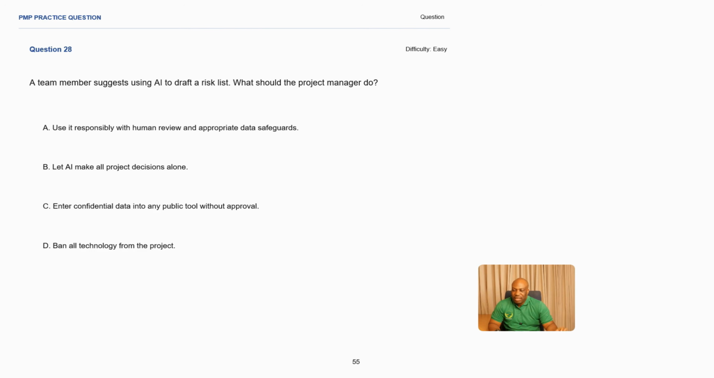Practice question number 28. A team member suggests using AI to draft a risk list. What should the project manager do? This is very interesting. A team member is suggesting using AI to draft a risk list, which means they want AI to give them a risk list. Let's go through the answers and see. Use it responsibly with human review and appropriate data safeguards, okay?